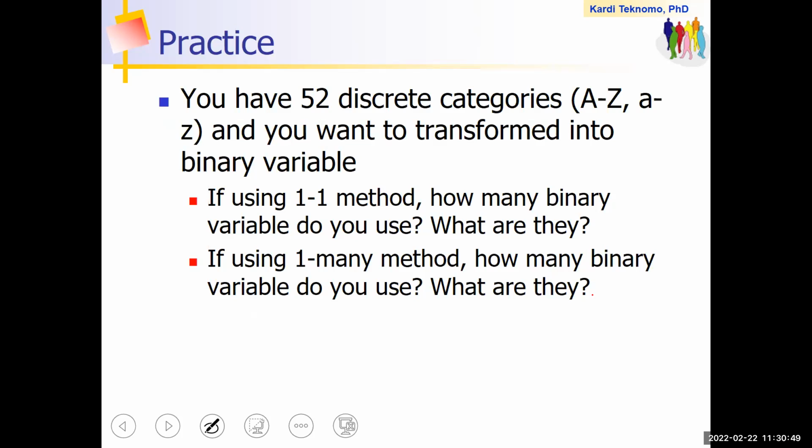Now if you have 52 characters, say for example capital A to Z and then small a to z, how many variables do you use if you use the one-to-one method, and what are they? If you use the one-to-many method, how many variables do you use, and what are they? Practice. Okay, wait.